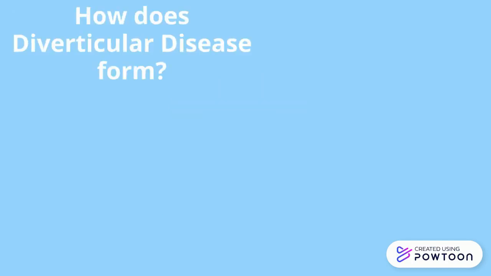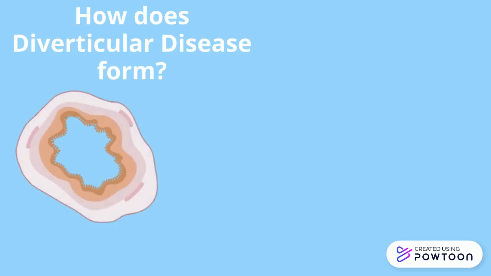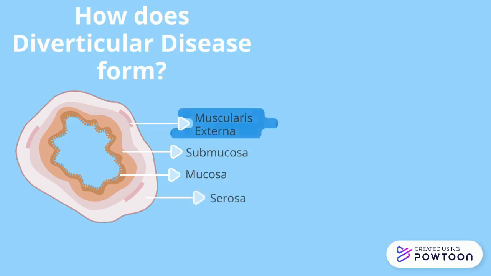So how are diverticula formed? In the large intestine, there are 4 layers: mucosa, submucosa, the muscular layer, and serosa. The motility of the bowel is reliant on the muscular layer and its contractions to propel fecal matter.